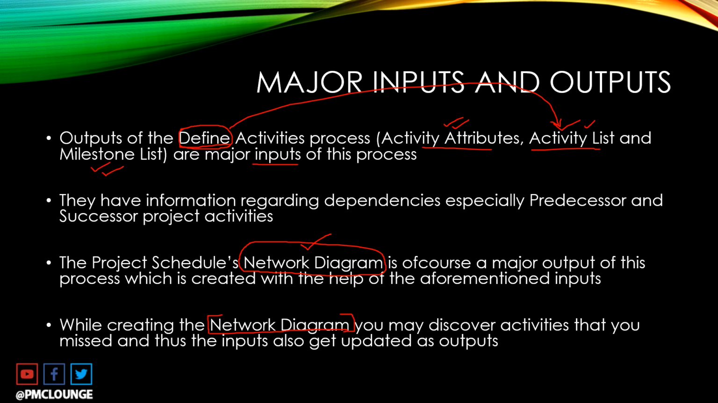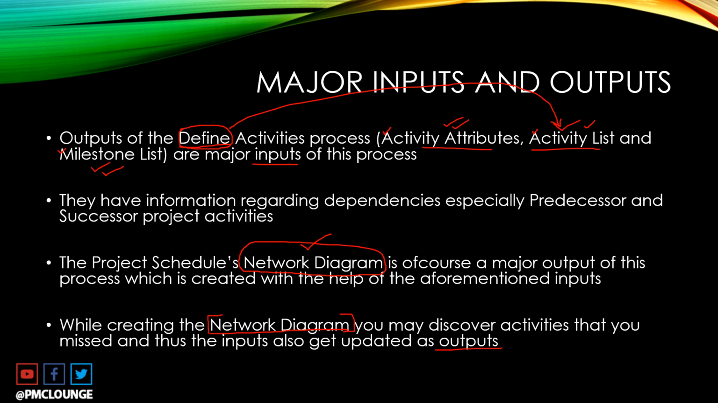Now, this is of course not true 100% of the time. You may have created a list of all the activities in the first go itself, in the define activities process itself. In that case, you will not find any new activity, right? But if you do, then it is important to note that these inputs, activity attributes, activity list, and milestone list, can also get updated and become outputs of the sequence activities process.